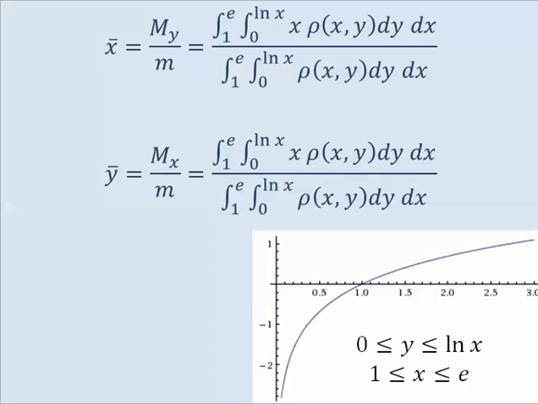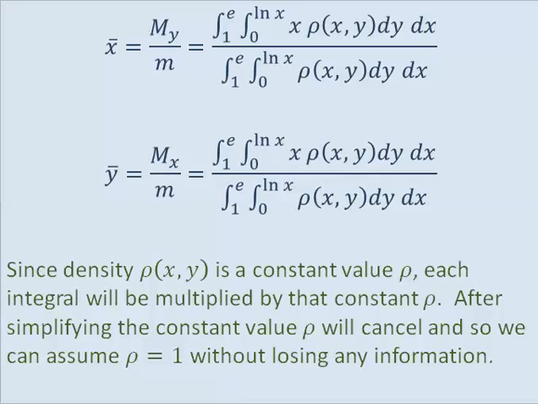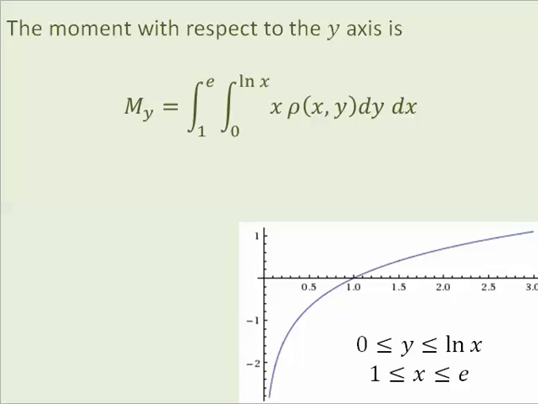Let's look at the formulas for center of mass. One thing I want to point out is that they told us that our density is constant. If you look at the fact that x bar and y bar are ratios with that constant value both in the numerator and in the denominator, that constant value is going to cancel. So I'm going to make the claim that rho is equal to 1, and that works out fine because whatever rho is, it would cancel anyway.